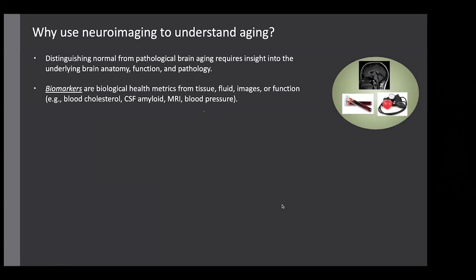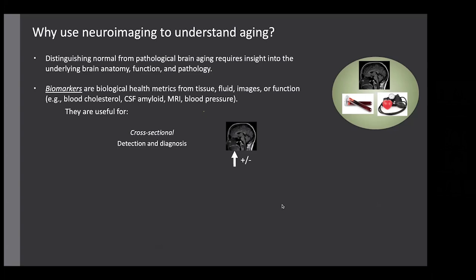It's very important that we're able to distinguish normal from pathological aging, but this requires insight into the underlying brain anatomy, function, and pathology. So to measure these aspects of the brain, we can use something called biomarkers. Generally speaking, biomarkers are, as the name implies, metrics of biological health. You guys are probably familiar with common biomarkers such as blood cholesterol, blood pressure, things like that. An MRI scan can be a biomarker.